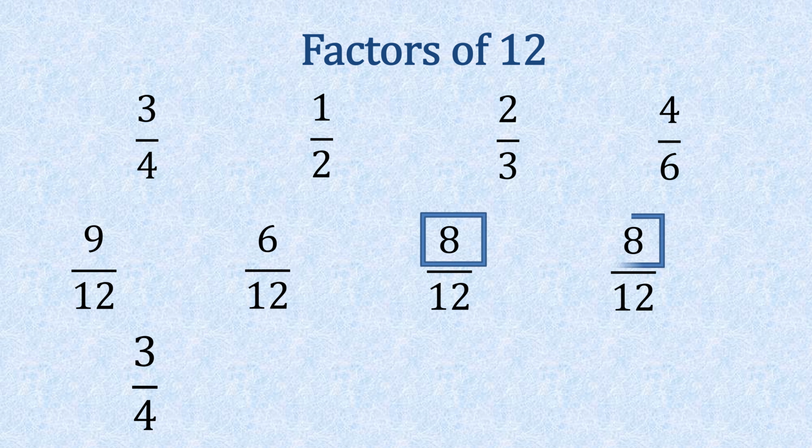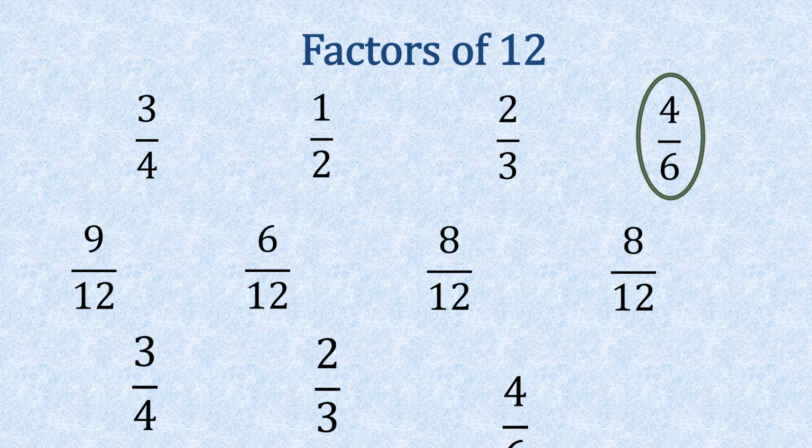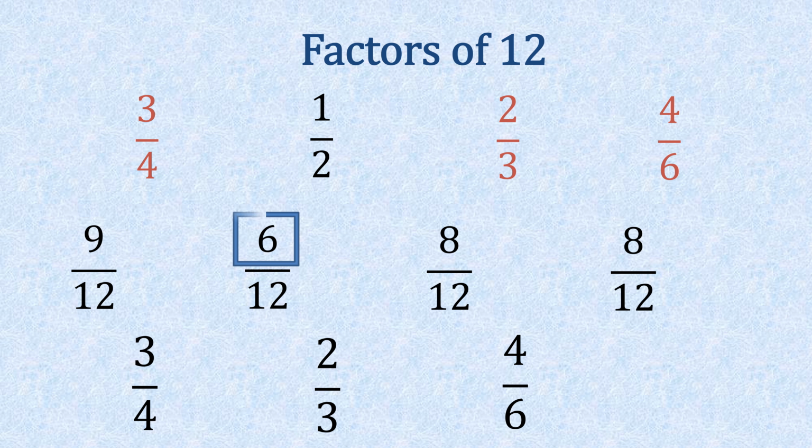And next we've got 2 lots of 8 twelfths, so they can go next. So we would write down 2/3 and 4/6. And then the last one is 6 twelfths, which as we know is equal to a half. So we'd write that down, and there's the correct order.